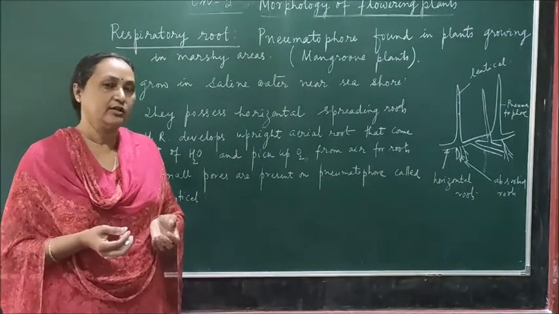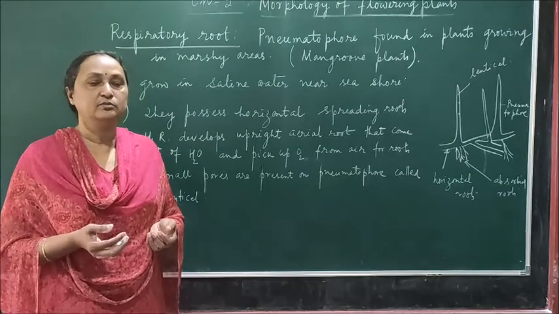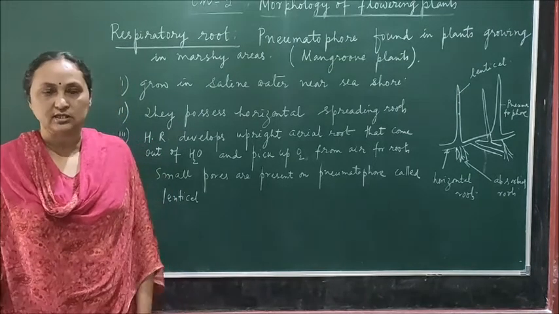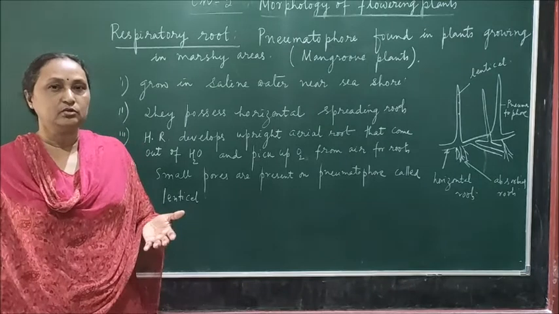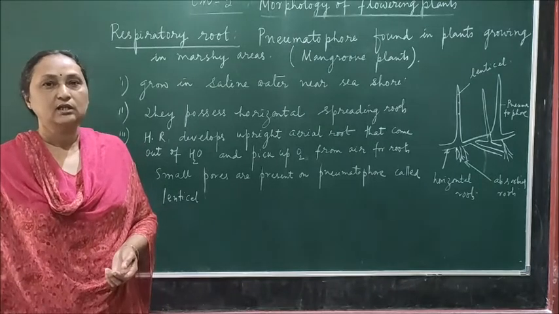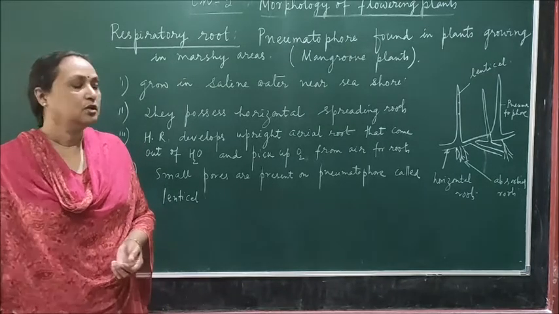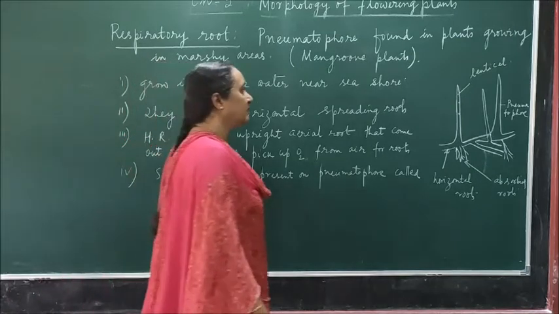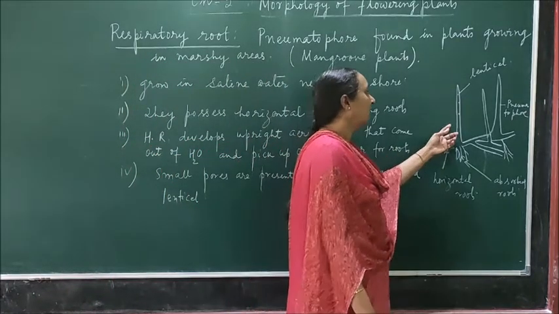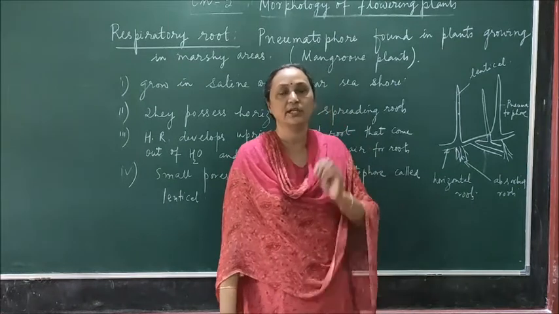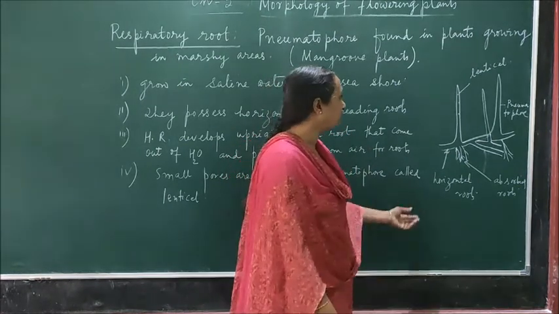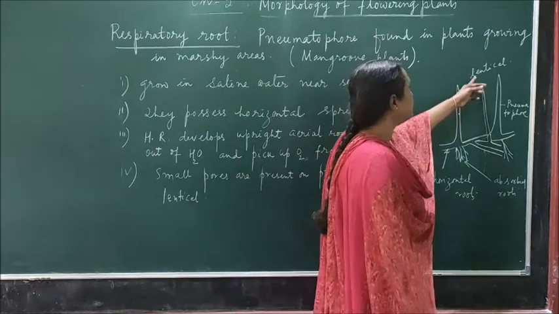Because the root is also living, and for the survival of the root there is also a requirement of oxygen. If the root is not able to take oxygen from the soil, then the plants cannot grow. So these kinds of plants develop roots in the air, and you can find small openings, and these small openings are called lenticels.